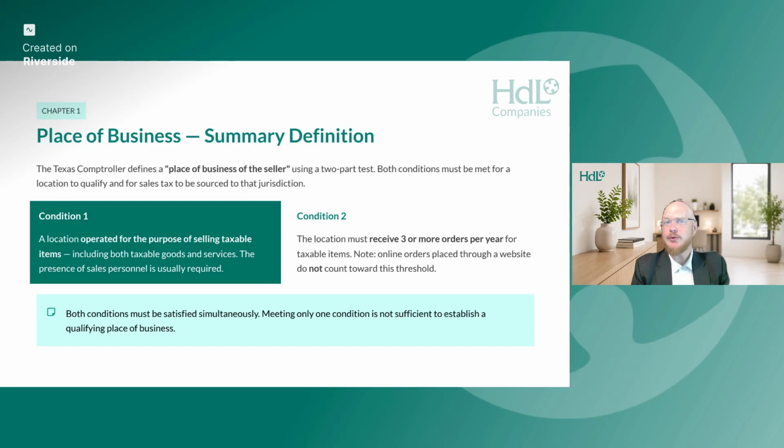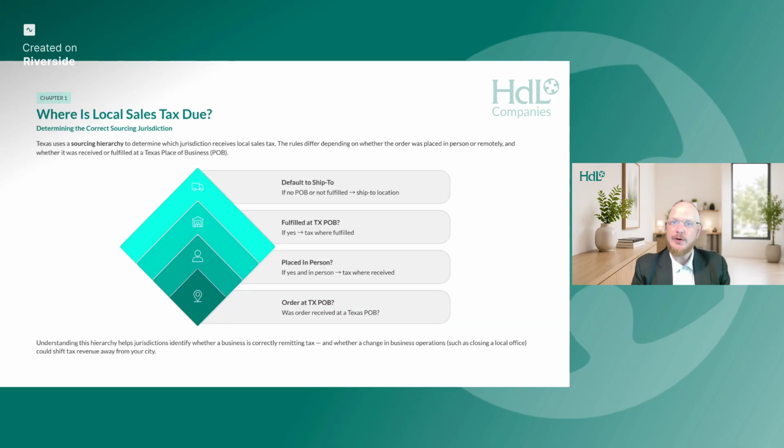Summarizing this again, and we're driving this point home because it is so important. These two conditions must be met. The location must be operated for the purpose of selling taxable items. Important to remember that this includes both taxable goods and services. Generally speaking, a good rule of thumb is that sales personnel is usually required. The other condition is, like I mentioned a minute ago, this location must receive 3 or more orders per year for these taxable items. And again, just one last reminder here, online orders are not considered received at a place of business in Texas. So now that we've talked about what a place of business is, let's talk about how that relates to where local sales tax is due.